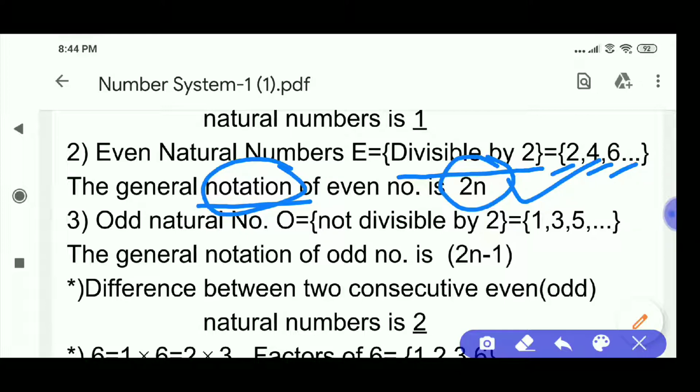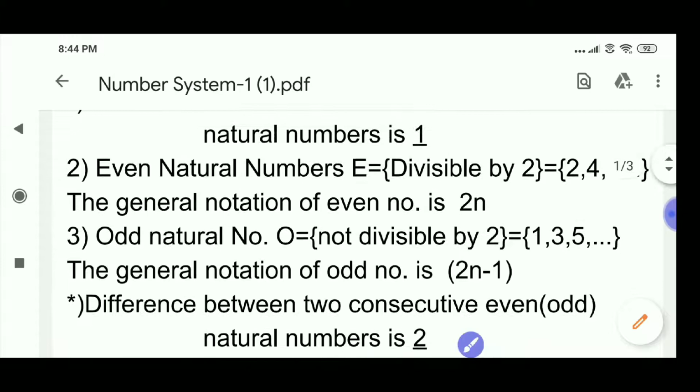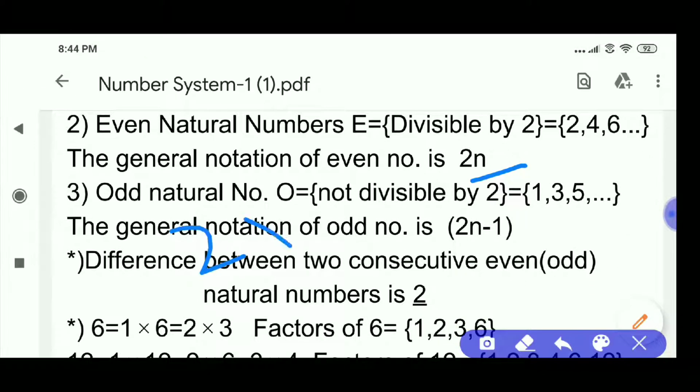In place of n, you can take any number. For example, 9. 2 into 9 is 18. So, it is an even number. Whether you take 10 in place of n, then 2 into 10 equals 20. It is also an even number. So, generally we represent even number as 2n.